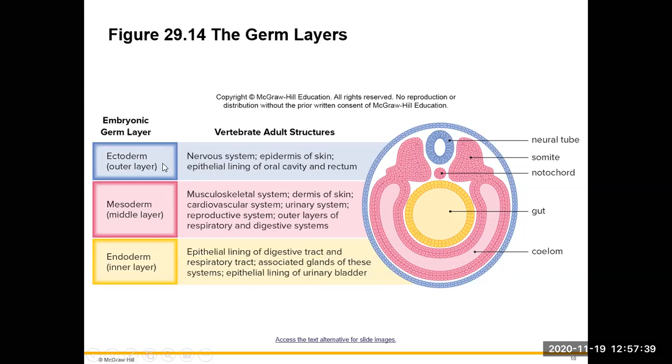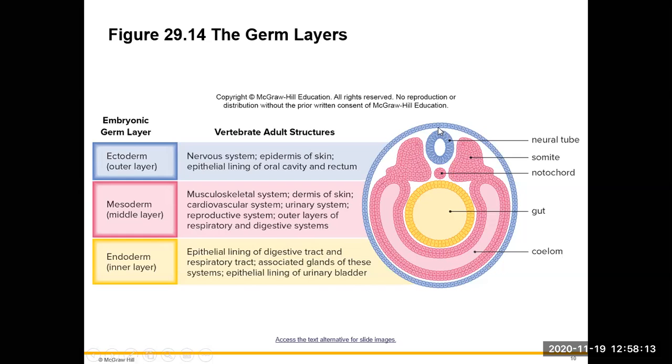So in terms of tissue makeup, ectoderm could be a nervous tissue or epithelial tissue. Mesoderm is purely muscle tissue and connective tissue. And endoderm could be epithelial tissue, like the lining of the digestive tract and respiratory tract, and the glands, as well as the urinary bladder. So these are actually entirely epithelial tissues. These are entirely muscle or connective tissue, and this one is nerve tissue and epithelial tissue.